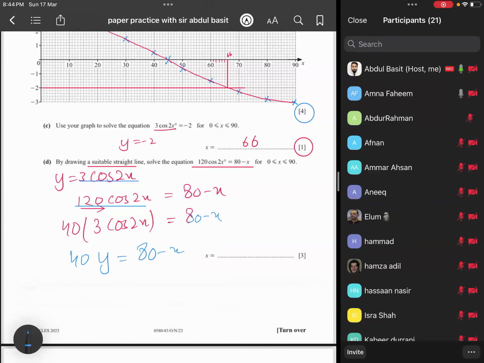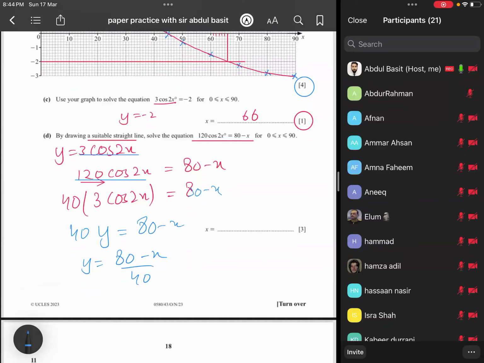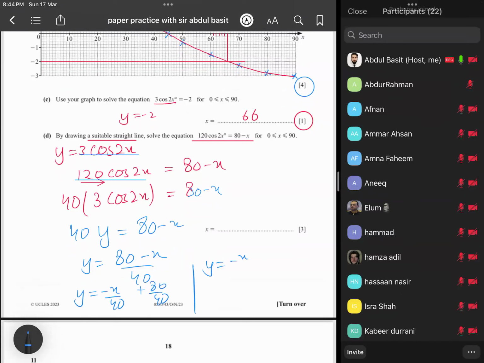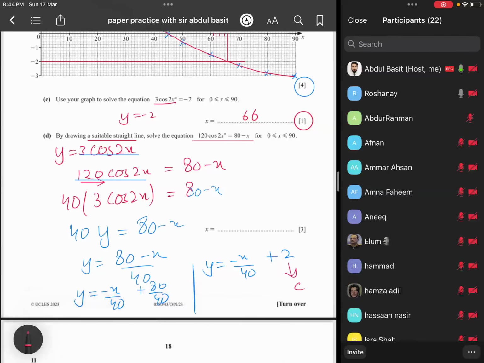Can I write this way? Okay, sir. So y is equals to 80 minus x divided by 40. Agree? जी sir. So this is the equation of line. So we need to find out this equation of line. So we can separate that as well. Y is equals to minus x by 40 plus 80 by 40. So beta, can I write y is equals to minus x by 40 plus 2? So Zainab, we know that this is my y-intercept. Yes or no? Plus 2.